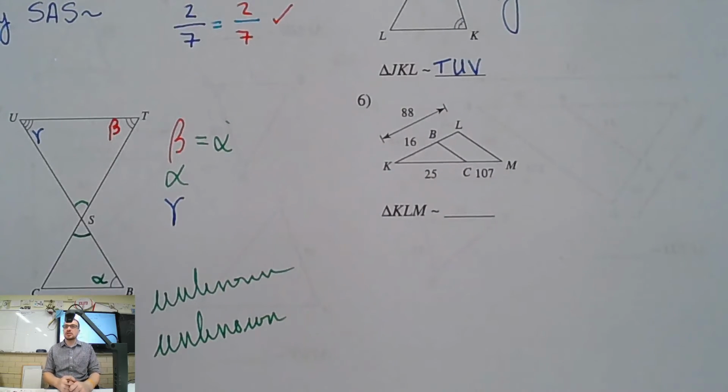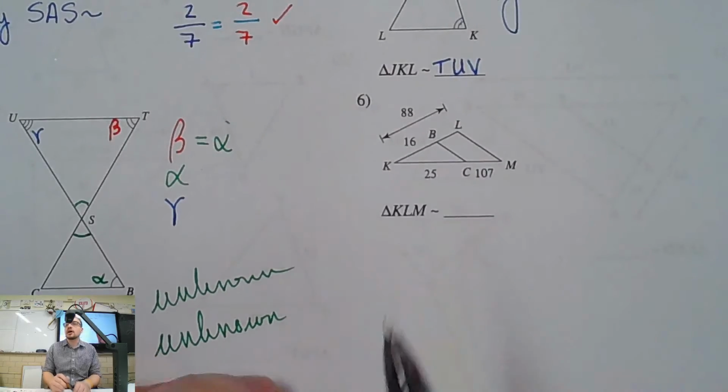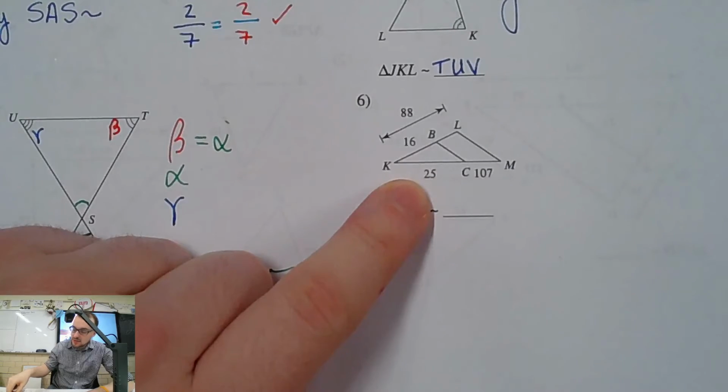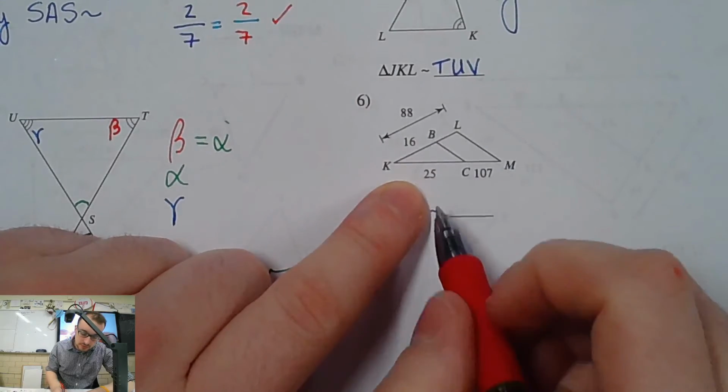Now we've got to match up their sides. Which triangle's smaller? Give me the 3 letters. KBC. KBC is a small triangle, right? So let's start with that one. What's the smallest side on KBC that we know about? 16.